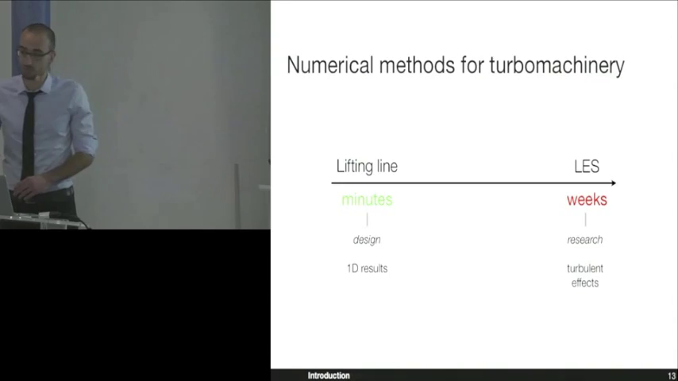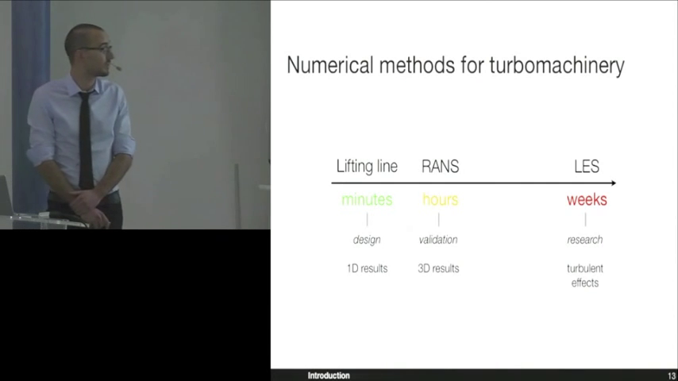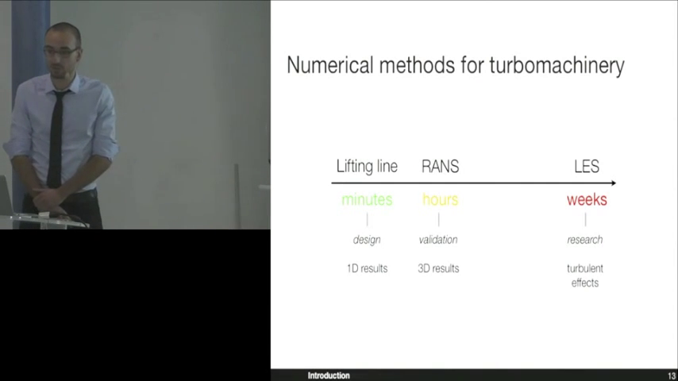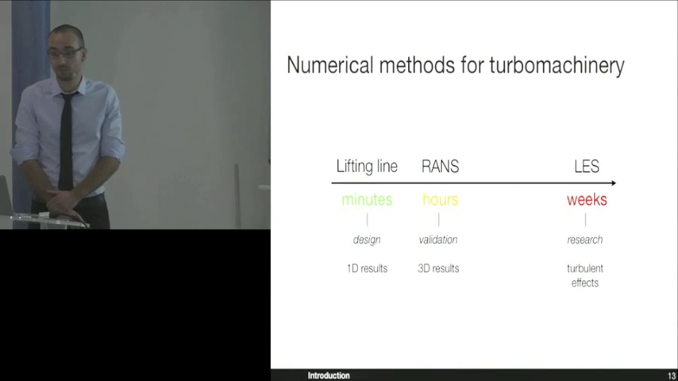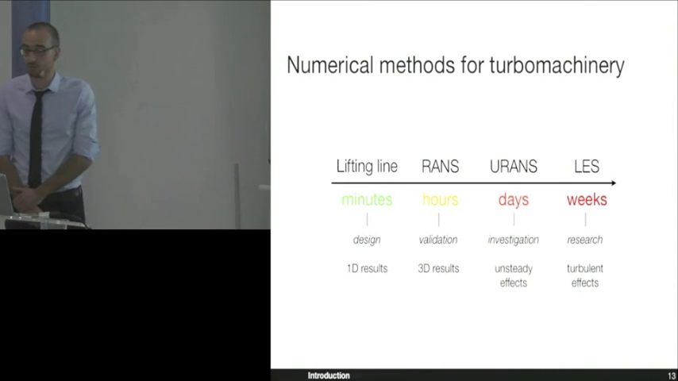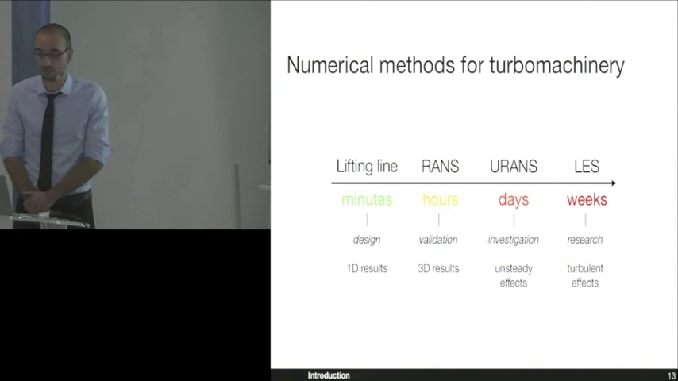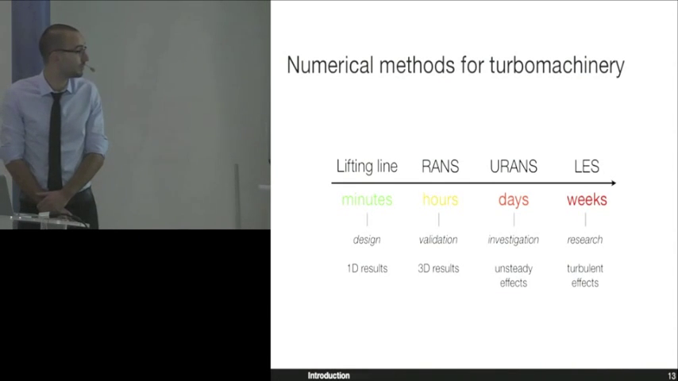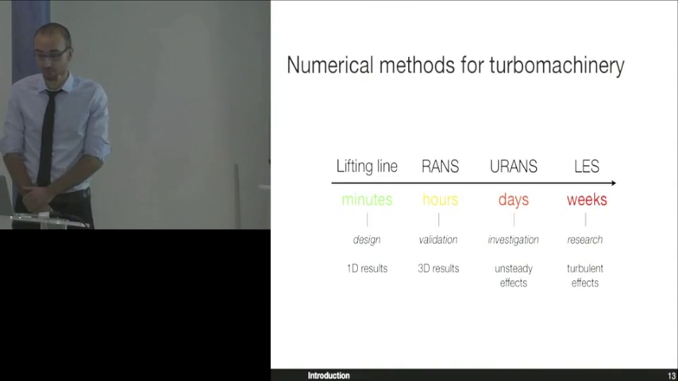Between those two methods, there are the Reynolds-averaged Navier-Stokes equations, which is a good method because it can be computed in hours, but still provides validation results as it gives 3D results. And you also have the URANS method, which is the unsteady version of the RANS equations, which is mostly used for investigation purposes as it gives unsteady effects.